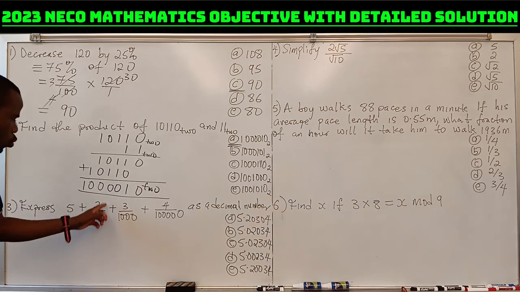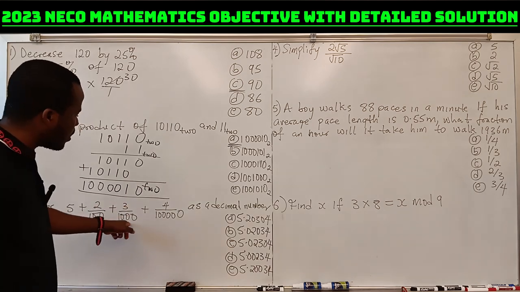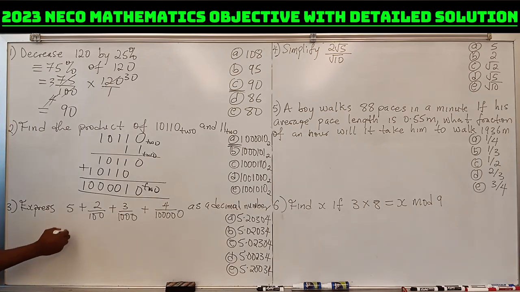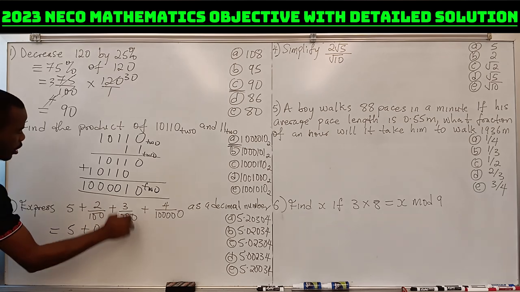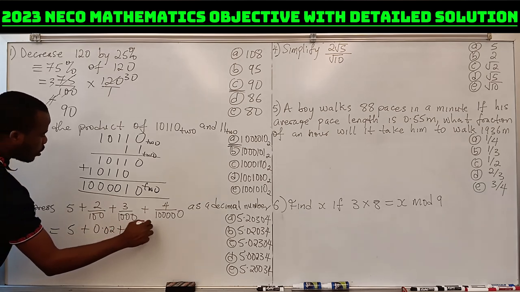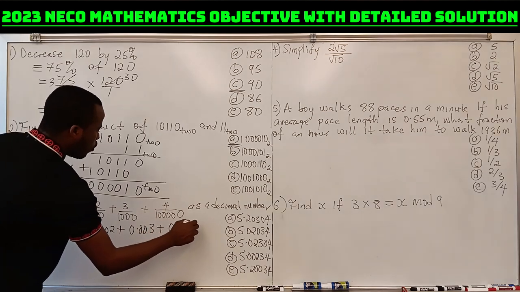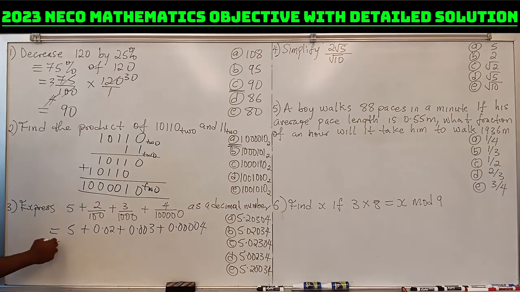Question 3: Express 5 plus 2 over 100 plus 3 over 1000 plus 4 over 100,000. So this is equivalent to 5 plus 2 over 100 is 0.02, 3 over 1000 is 0.003, 4 over 100,000 is 0.00004. And if we add, this is 5.023.